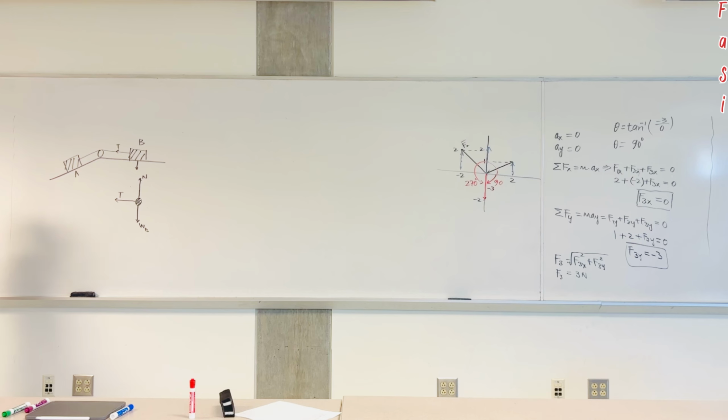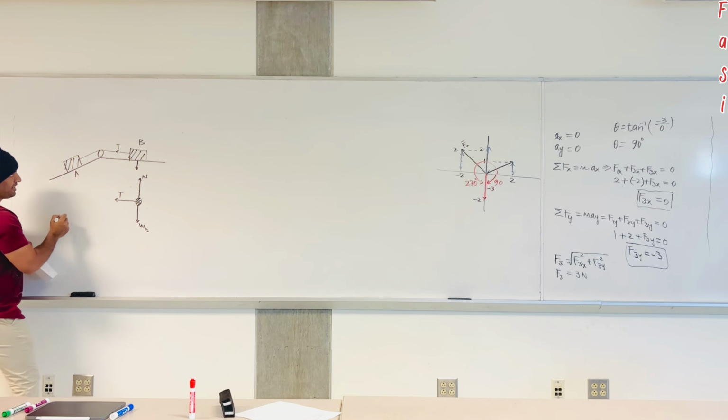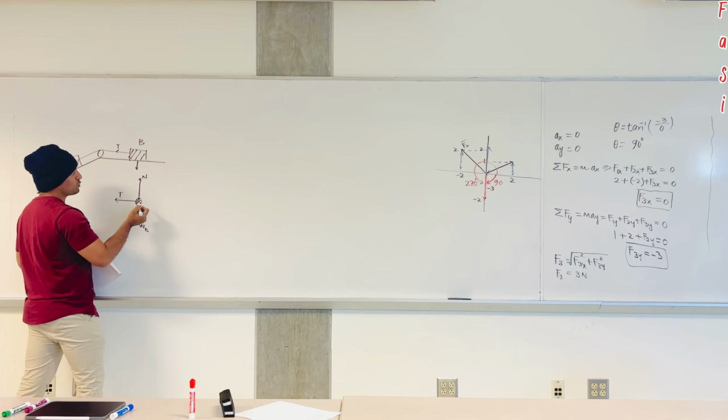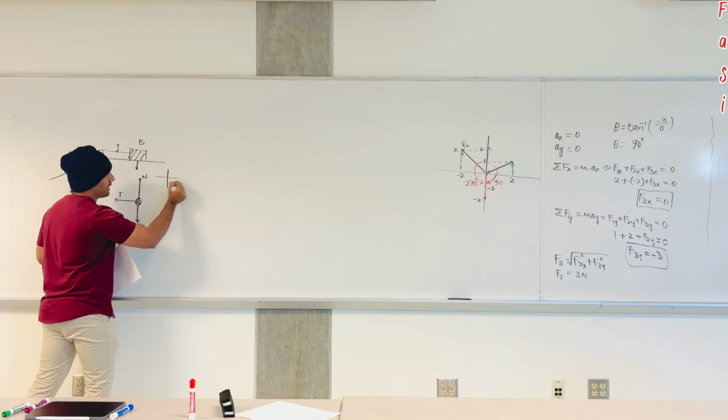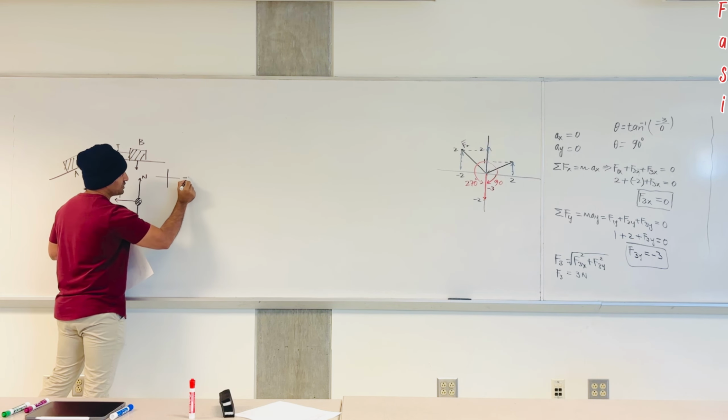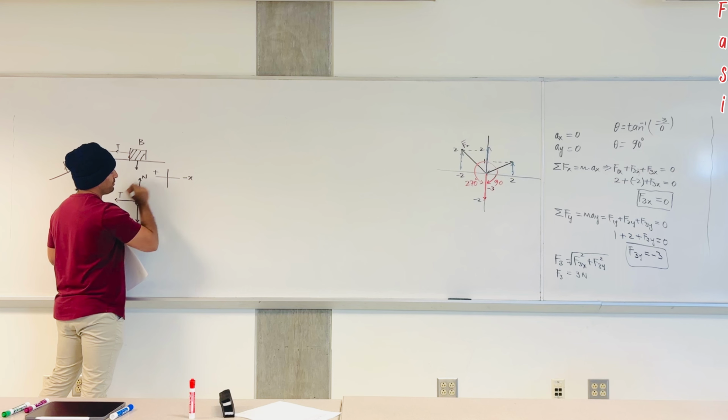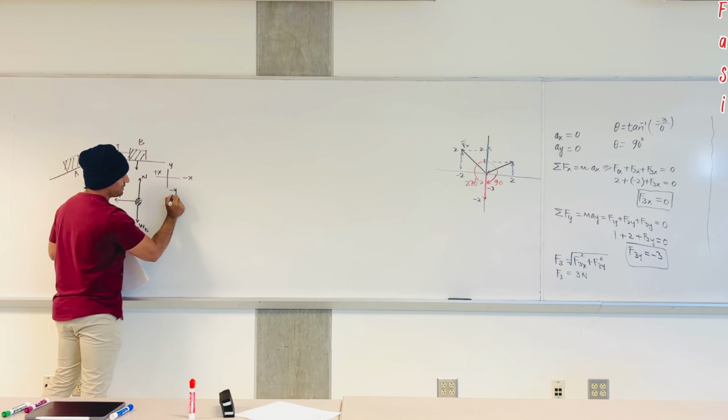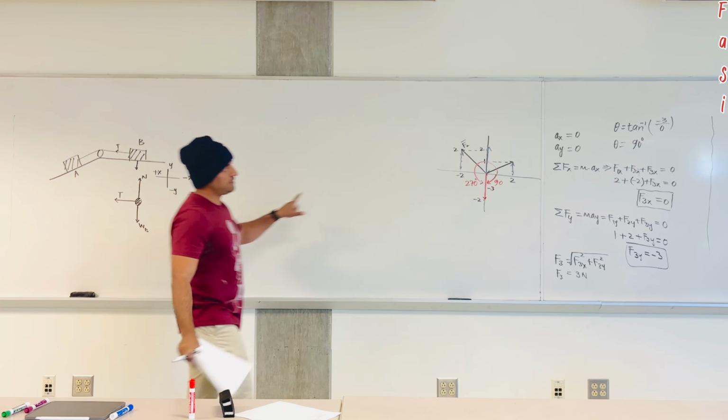What about mass A? For mass A, you can choose the coordinate system whichever way you like. I'm going to choose negative x-axis in this direction, positive x-axis in this direction. Positive y upward, negative y downward. This is entirely different from this one.